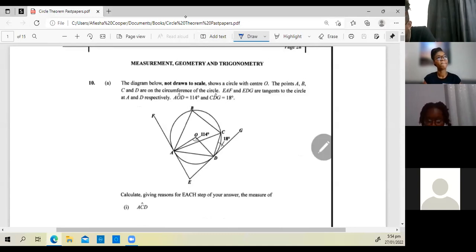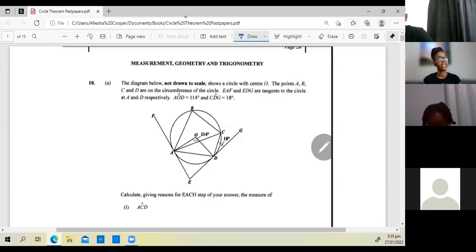So let's start. The diagram below. Most importantly, when we're reading these questions, we have to do exactly what I said. Read it. Don't jump over and try to just watch the diagram and go. Make sure you read it. So the diagram below, not drawn to scale, shows a circle with center O. Once you know they say center O, you know that part there is the center. Think about rules. The points A, B, C, and D are on the circumference of the circle. Look for everything they're telling you.